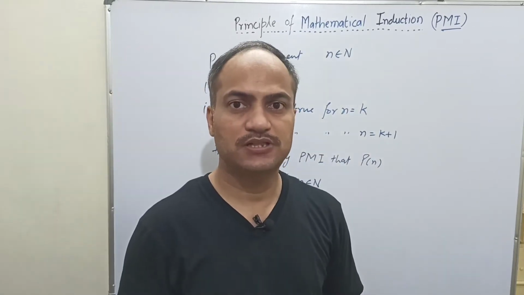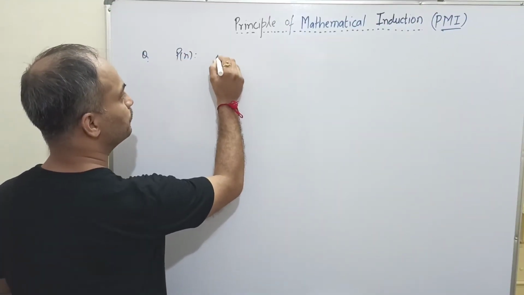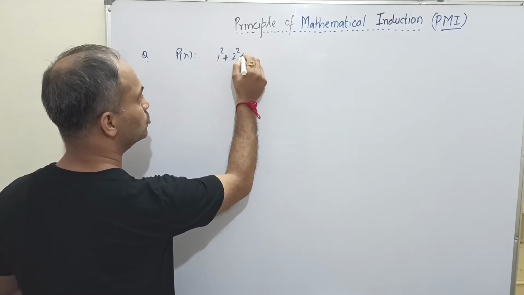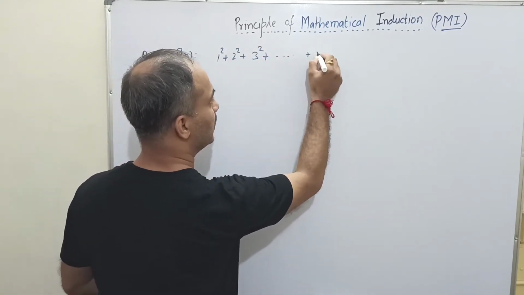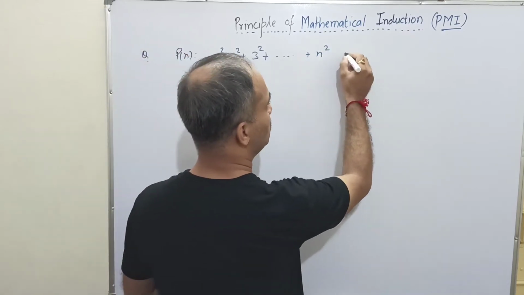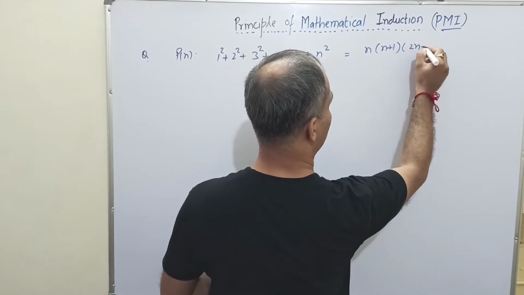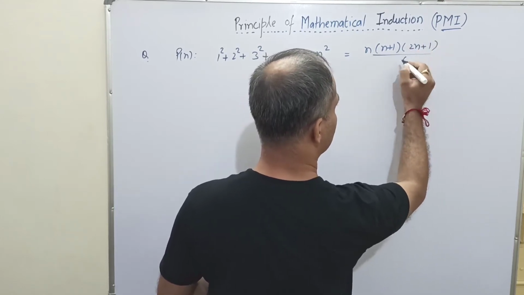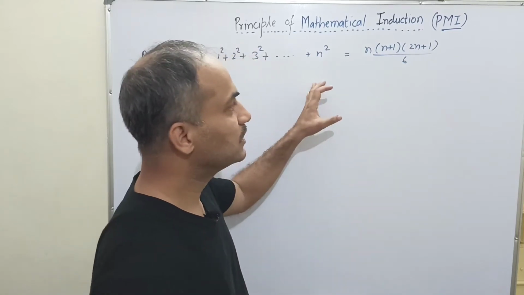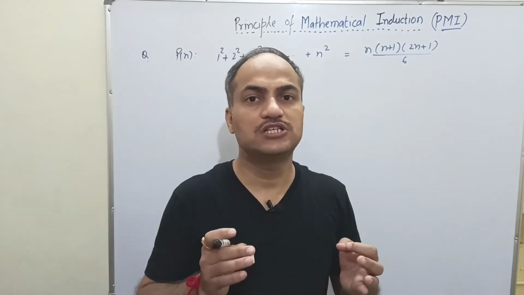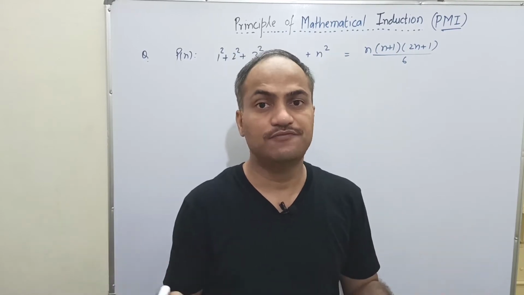Let us understand this method by an example. Statement Pn: 1 square plus 2 square plus 3 square plus dot dot dot plus n square is equal to n into (n plus 1) into (2n plus 1) whole upon 6. This statement is given to us, and we have to show that it is going to be true for each and every natural number. It means we have to show it for infinite numbers.